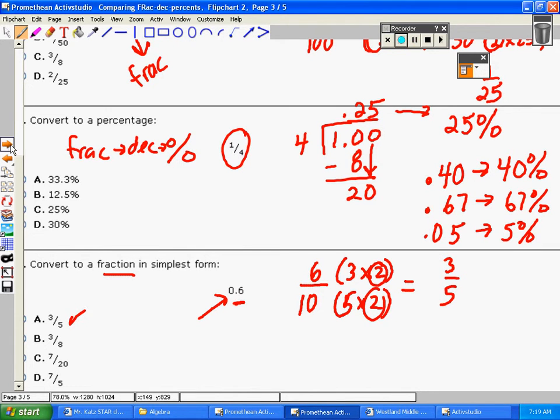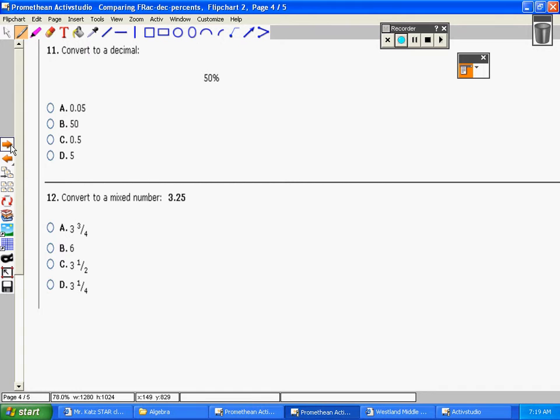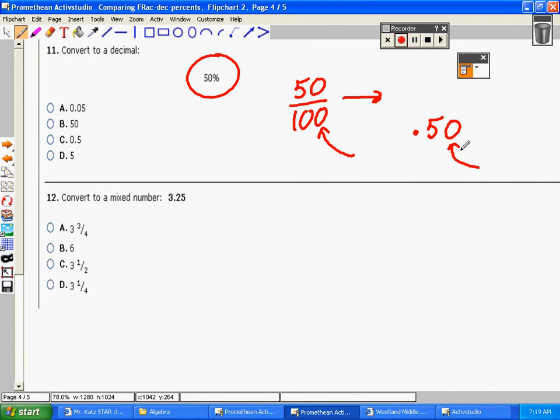Last ones. All right. Convert to a decimal. So now we have it as a percent. Remember, we said percent is the same thing as a number over 100. And now I can easily turn it into a decimal because the denominator is 100. It's 50 hundredths, 0.50, a 50 that ends in the hundredths column. Now 0.50, remember, is the same as 0.5 because anything to the right of the number, you could just cancel out.